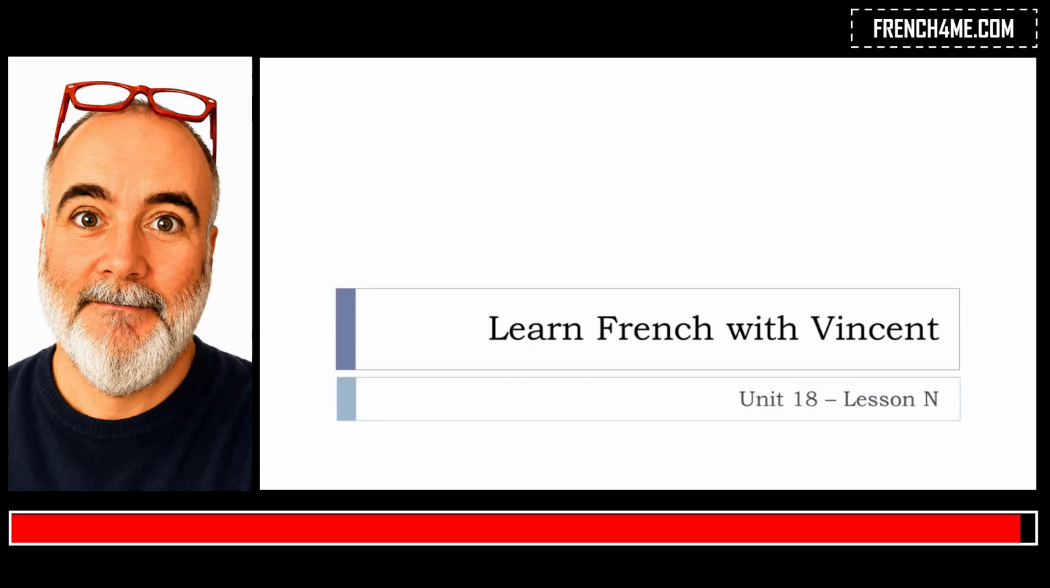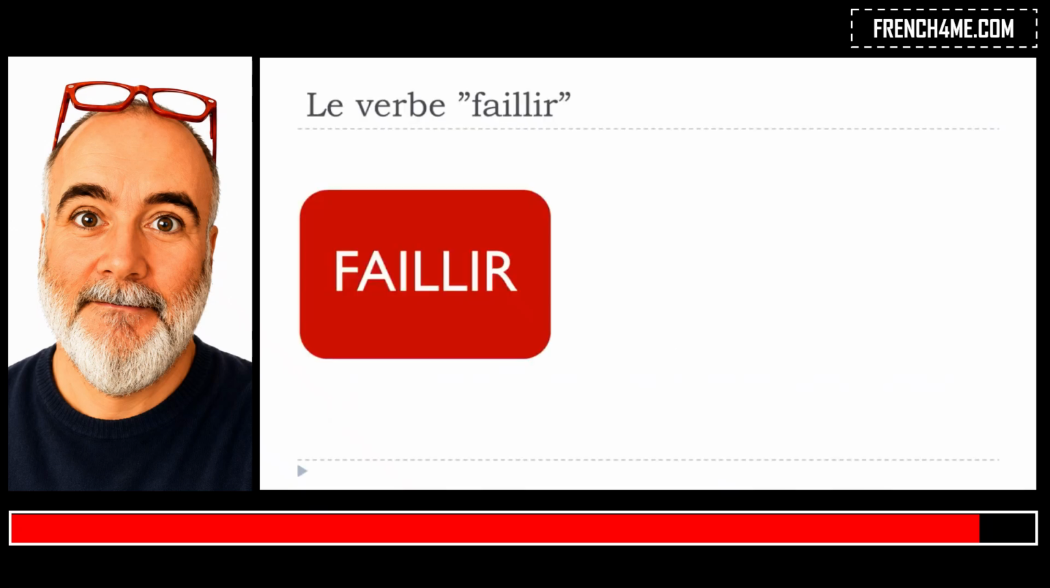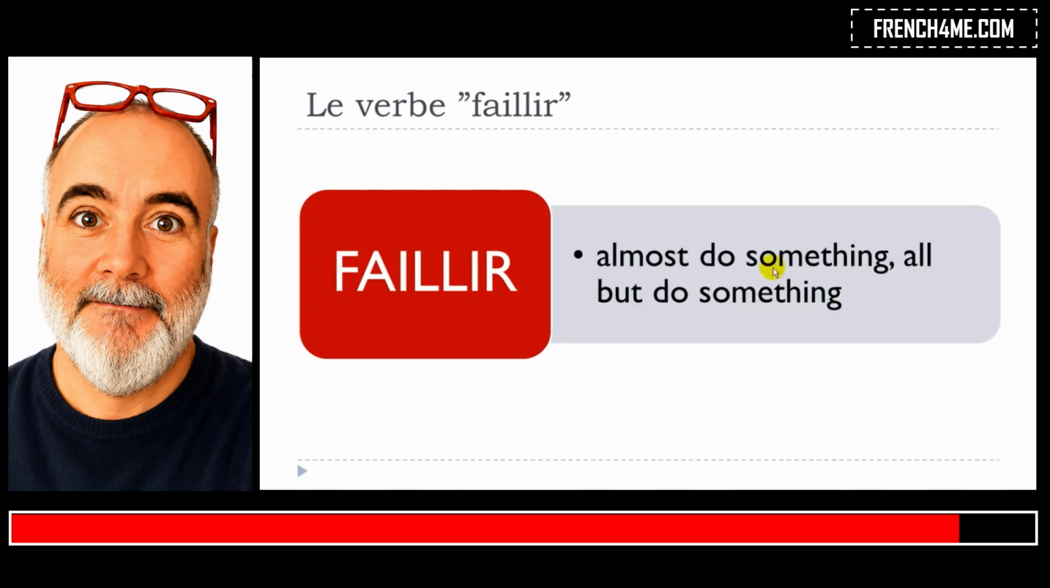This is Unité 18, leçon N, and we'll discover together in this lesson le verbe faillir. Okay, so we can start right now, and basically it's quite interesting because faillir is quite useful. It's a strange verb, you will see that in this lesson, but it is used quite much, and the meaning of faillir is almost do something or all but do something.